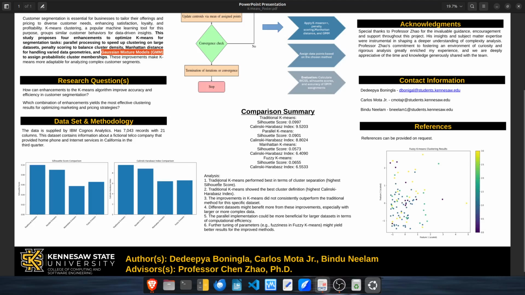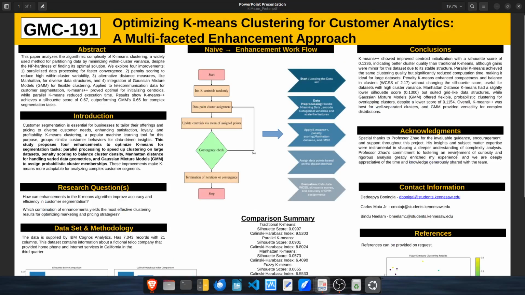But these are just some of the conclusions we came up with. Traditional K-means itself performed best in terms of cluster separation. Traditional K-means also performed highest in terms of the Calinski-Harabasz index comparison. And what that does, it just calculates the within variance of the actual cluster. A lot of the improvements, there's a lot of caveats that we have to add to this. So in terms of fine-tuning specific parameters, but if you fine-tune too much, then you're kind of overcompensating.